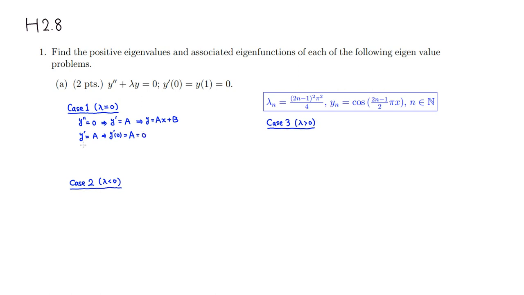If you look at y of 1, since a is already equal to 0, it's going to be just b. But that is equal to 0 again, so b is also equal to 0, which tells you that y equal to 0 is the only solution. So we know that lambda equal to 0 is not an eigenvalue.